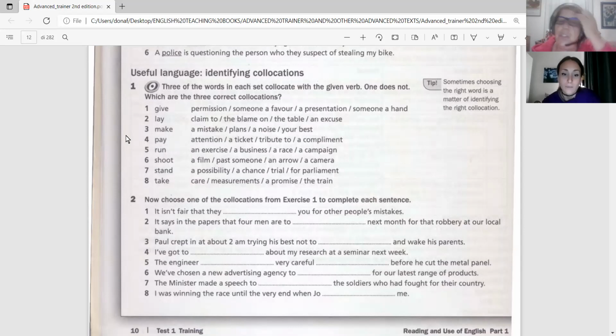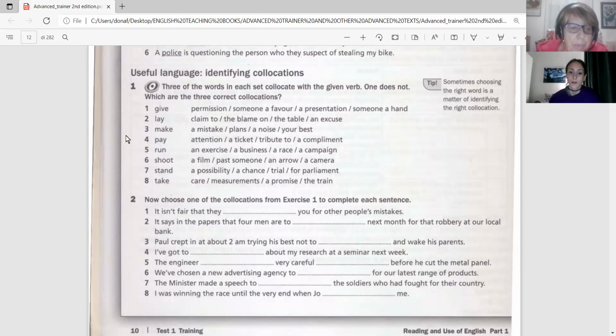When you are managing a business, for example, you got your own shop, you run a business for pizza, I don't know. Run a race, of course, this is the elementary meaning. Run a campaign, for example, for the election in a political situation.